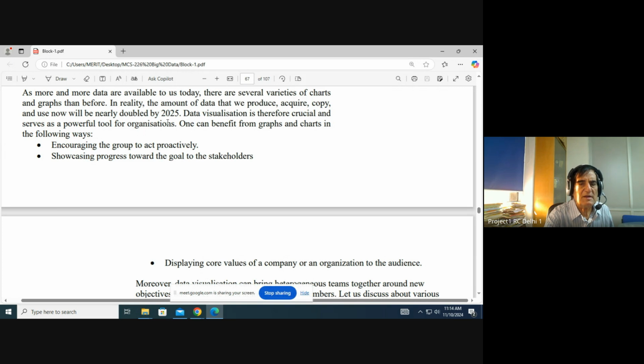So, for example, there are several varieties of charts and graphs than before. Now, in reality, the amount of data that we produce, acquire, copy, and use will nearly double by 2025.